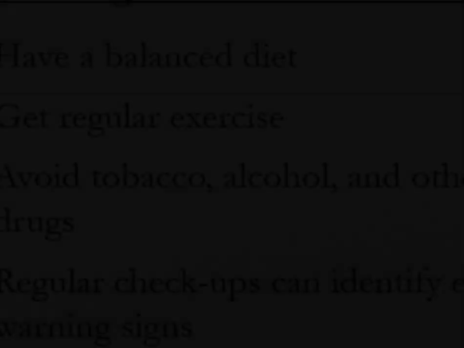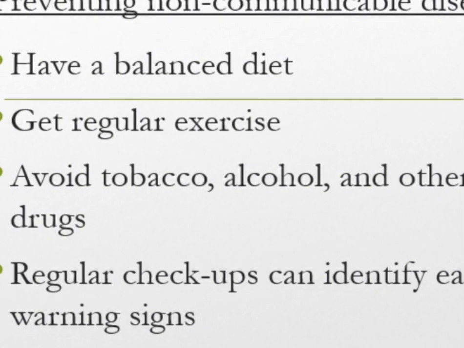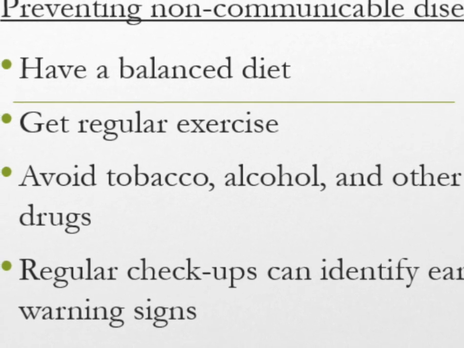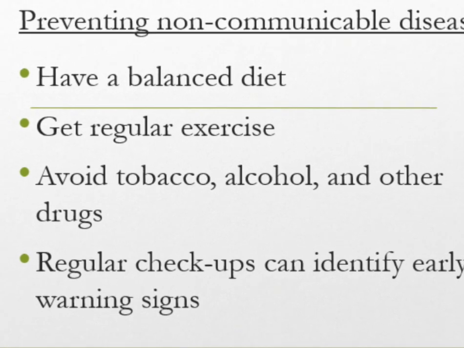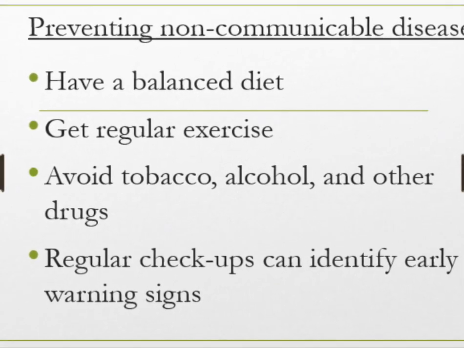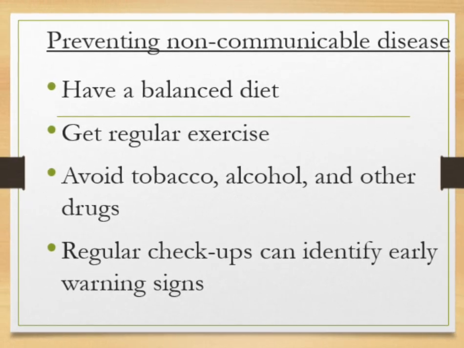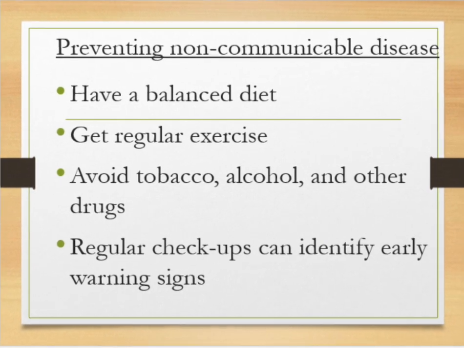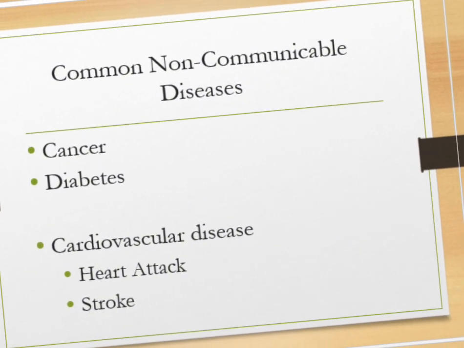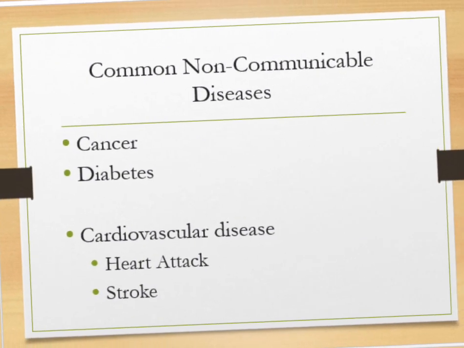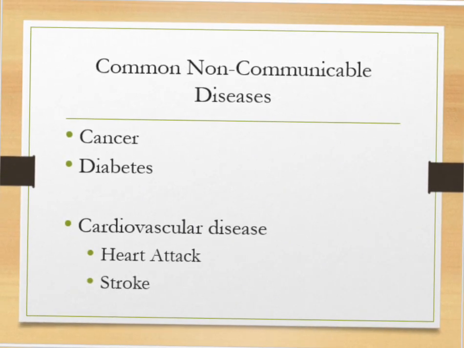Next, we want to look at how to prevent non-communicable diseases. You should have a balanced diet. You should get regular exercise. You should avoid tobacco, alcohol, and other drugs. You should have regular checkups that can help to identify early warning signs. The common non-communicable diseases that we know are cancer, sugar diabetes, cardiovascular diseases, heart attack, and stroke.